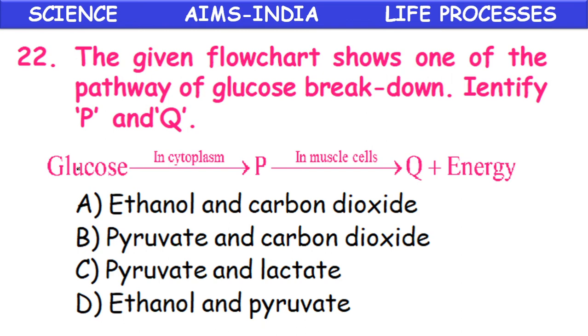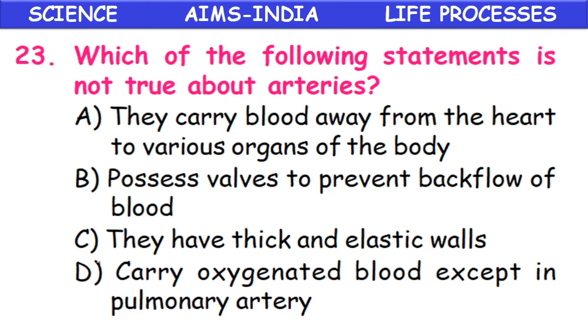You identify. The first one, glucose in the cytoplasm undergoes glycolysis and produces pyruvate. In the muscles, that pyruvic acid is converted to lactic acid, because muscle cells are mentioned, in the absence of oxygen. So here C is the correct option. It is an anaerobic respiration.